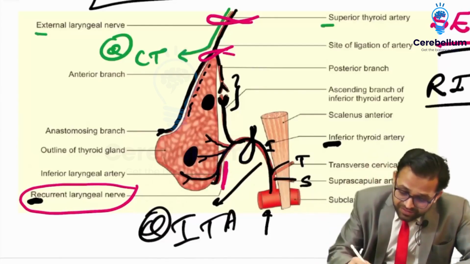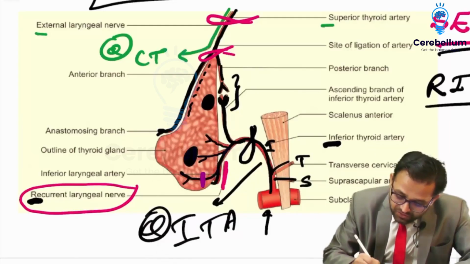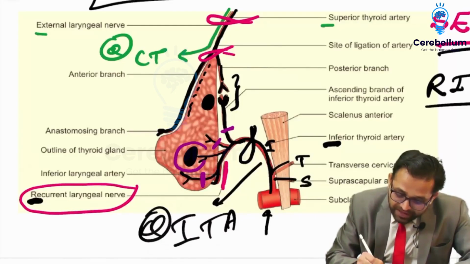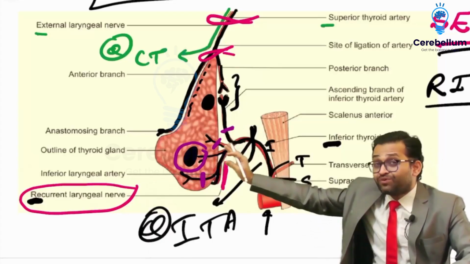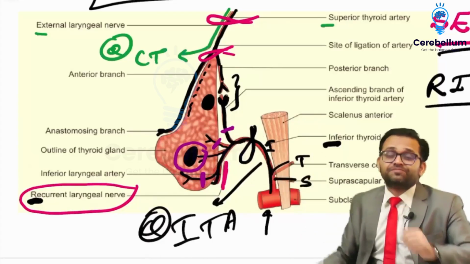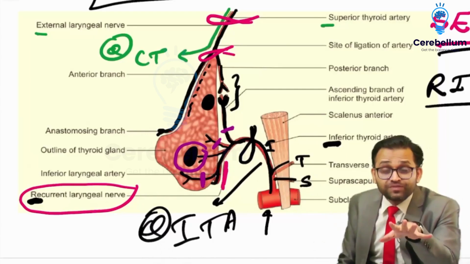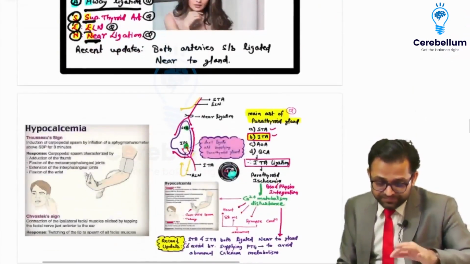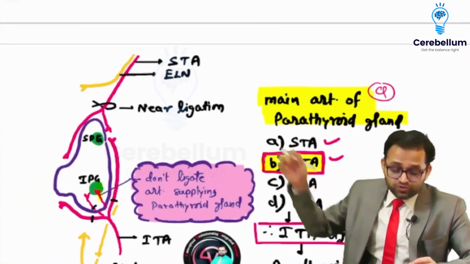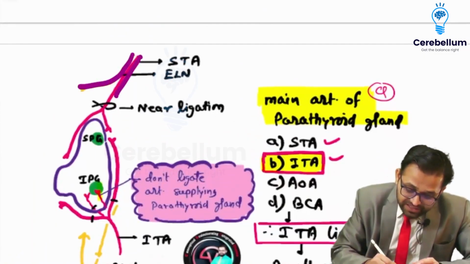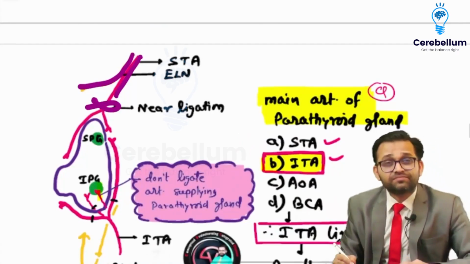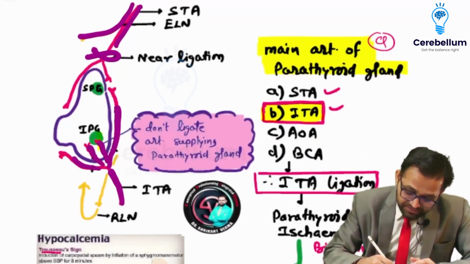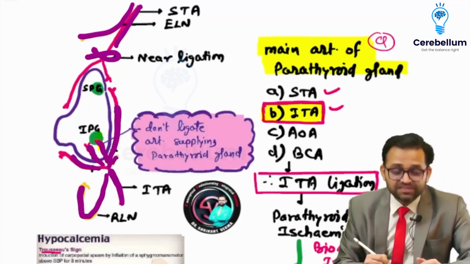And remember, when you are ligating, you have to ligate this, you have to ligate that one, but never ligate this particular artery which is supplying the parathyroid. You have to leave that one particularly untouched, so that parathyroid ischemia will not be there, and calcium metabolism will not be affected. This is a very important fact from surgery. Again, same thing, the superior thyroid artery and external laryngeal nerve, so you have to do near ligation. While the inferior thyroid artery is dividing into many branches, it is closely related with the recurrent laryngeal nerve.